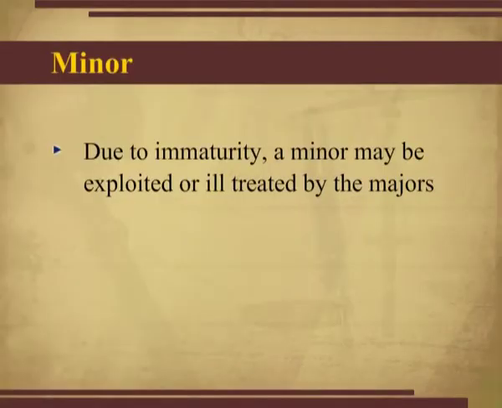The special protection afforded to minors is premised on the logic that a minor's mind is not fully developed and hence he cannot decide as to what is good or bad. Due to their immaturity, a minor may be exploited or ill-treated by the majors. Hence, it becomes the duty of law to protect minors against exploitation arising out of their lack of knowledge and experience. In short, the approach of law is to not only protect minors, but at the same time ensure that no undue hardship is caused to the persons who deal with the minors.